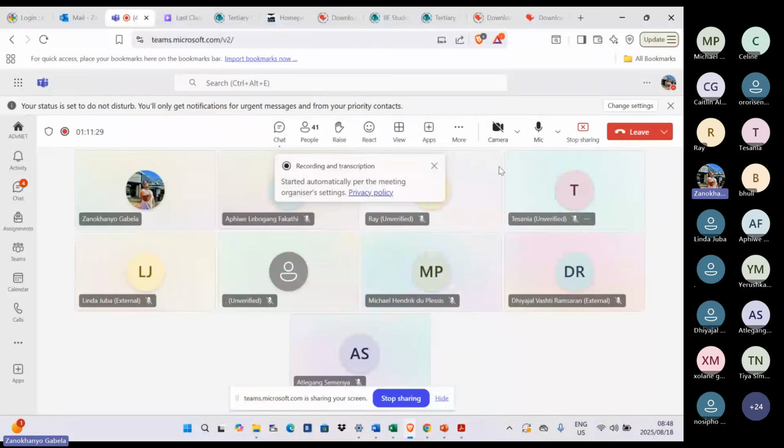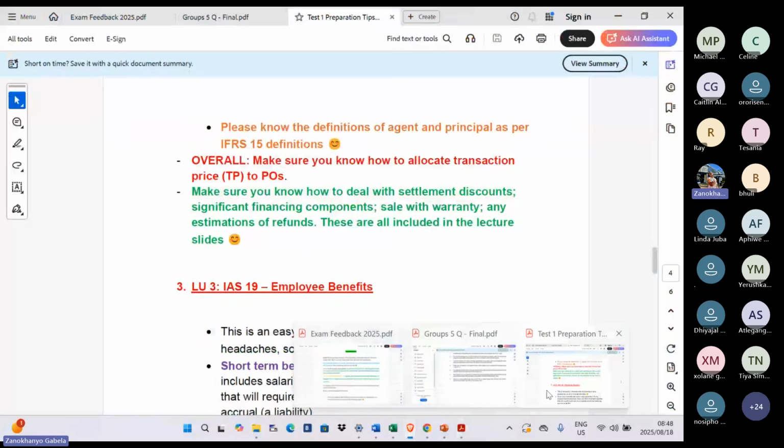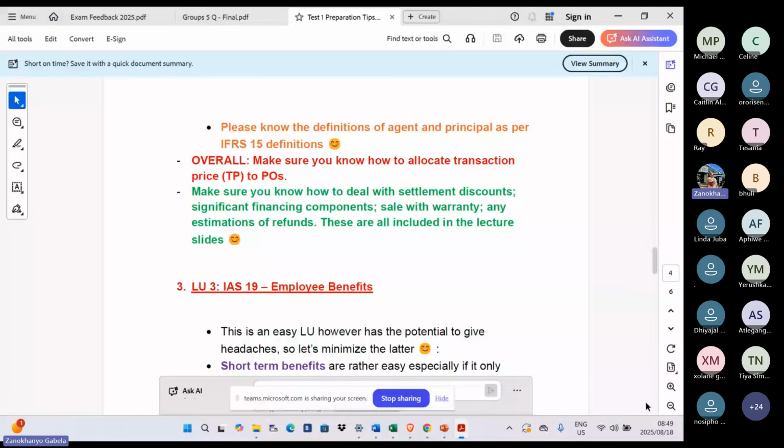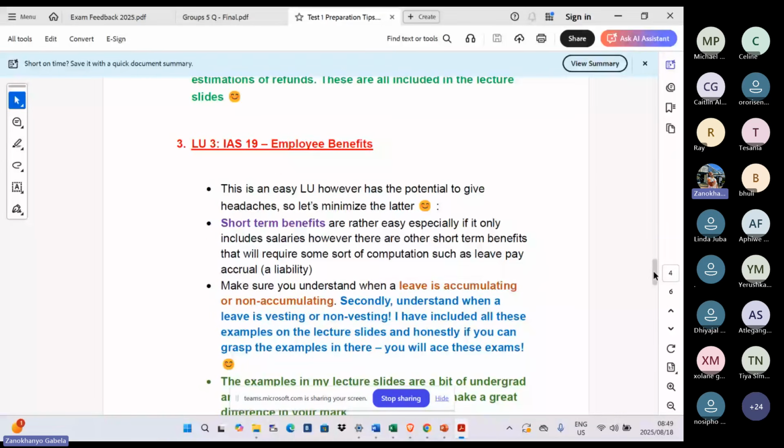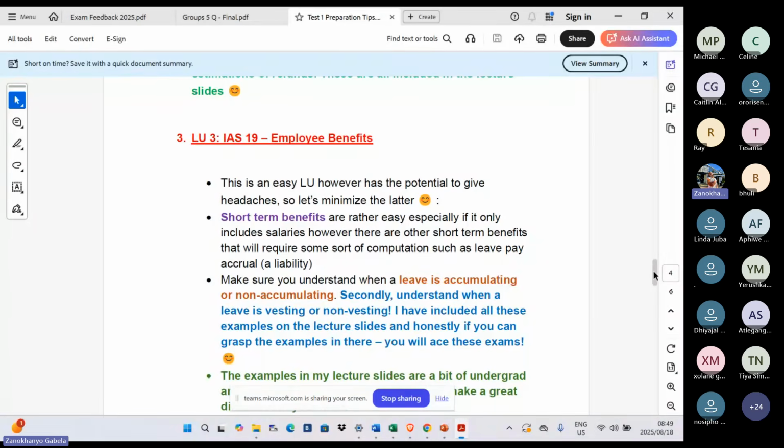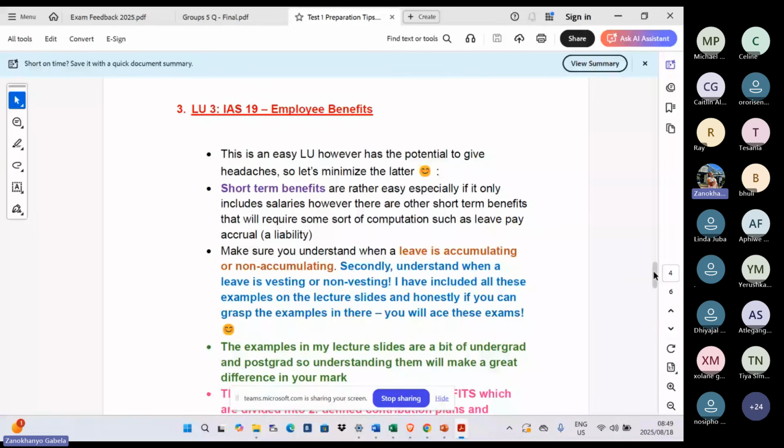Right, so we're going to go now to the last learning unit, which is IAS 19, employee benefits. Also one of the easiest learning units or standards in this case. IAS 19 employee benefits, just simple stuff. So we have short-term benefits here. Your short-term benefits are your salaries, basically.